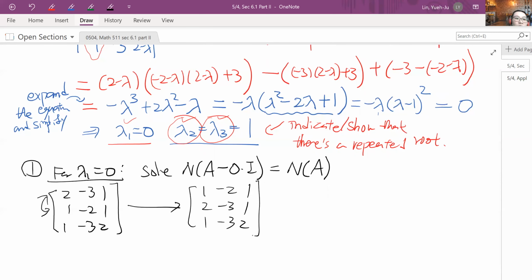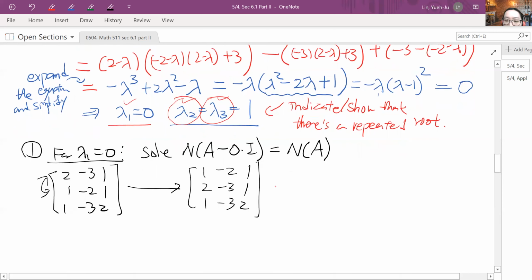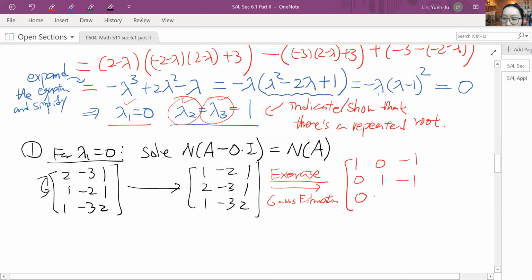Okay, you know what? I'm going to save some time here because we have so many things to do. I'm going to leave this to everyone as an exercise. You can do the Gauss elimination to reduce to REF. I'm just going to tell you the final result because this is very standard. Everyone should be able to reduce to REF by now.